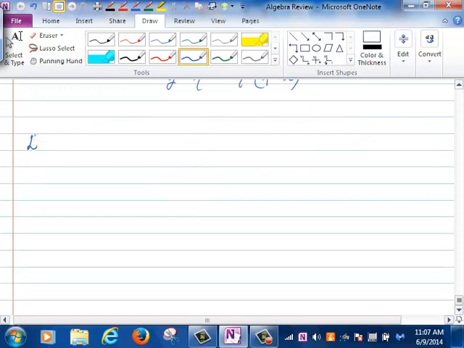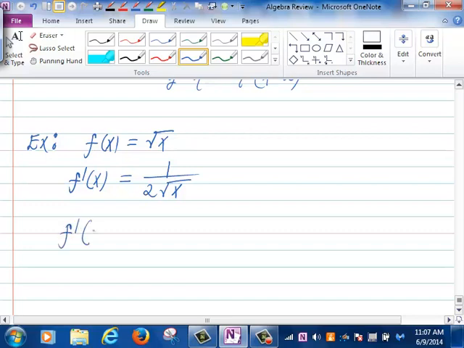Another example. Recall that we looked at the function f of x equals root of x, right? And we said that the derivative of this function at x is 1 over 2 times root of x, right? Are we okay with that? So then what is f prime of 2? F prime of 2 is 1 over 2 times root 4, right? And what is that? 1 over 2 times 2, that is 1/4, right?